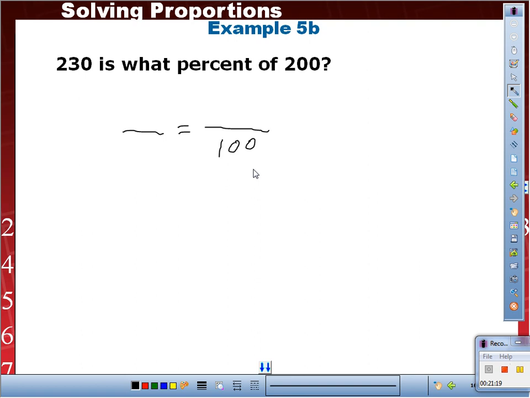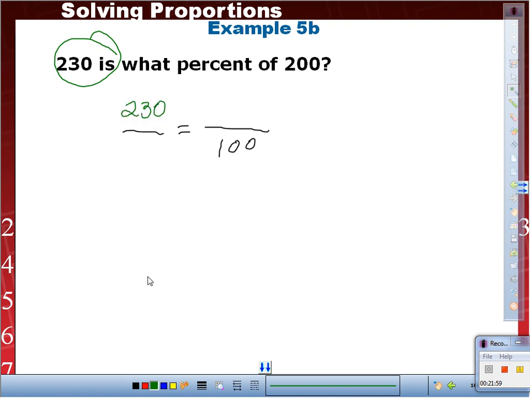Allison, what is our proportion? No, the one that we memorized. Is over of. Okay. Do they give us the is? Yes, so that one goes over. Do they give us the of? Yes, and that goes here. What's the only thing they don't give us? Percent. That's why they label it what percent. So this is x.